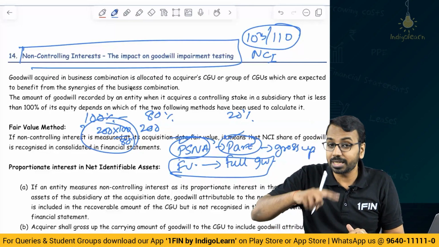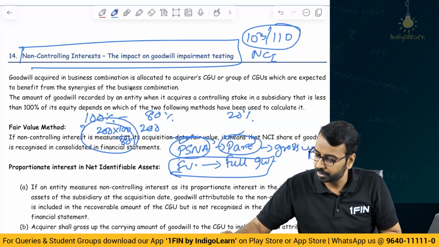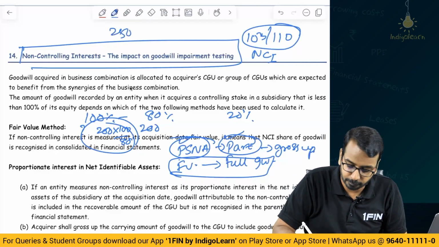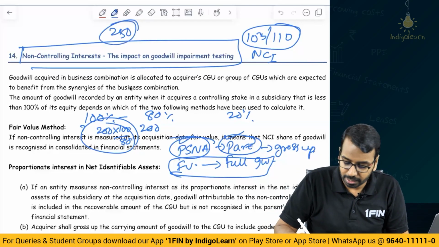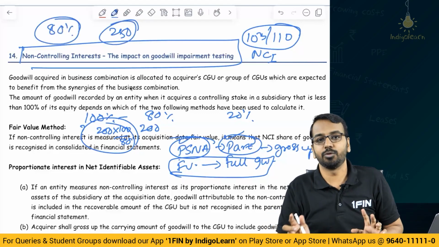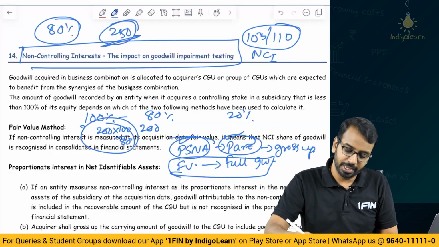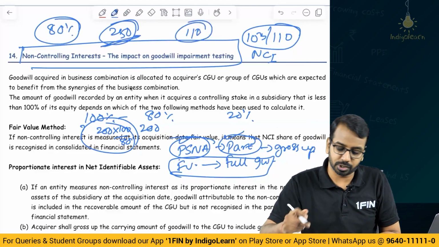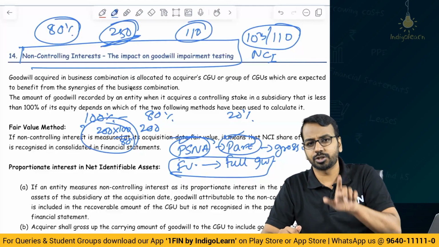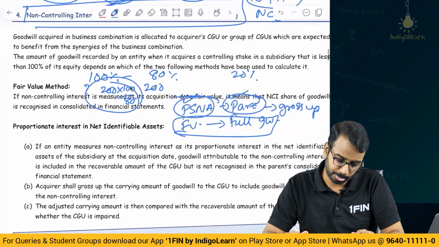Okay. Now when it comes to impairment, goodwill impairment, so 200 divided by 80 multiplied by 100 is 250. When you write off goodwill, again you will write off only 80% of the impairment related to that goodwill, because full goodwill is not recognized in the books. Okay. So this you will understand when we do questions on 110. There is a very good question in that chapter which you can revise.